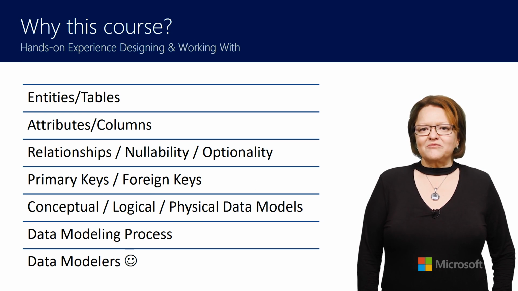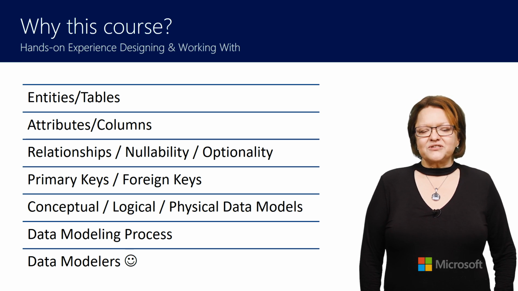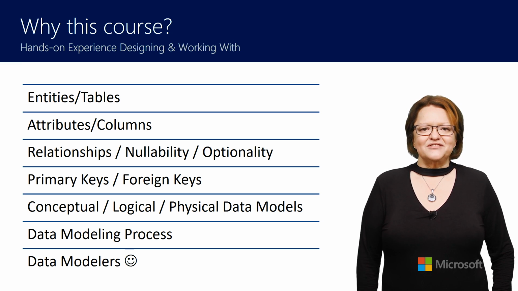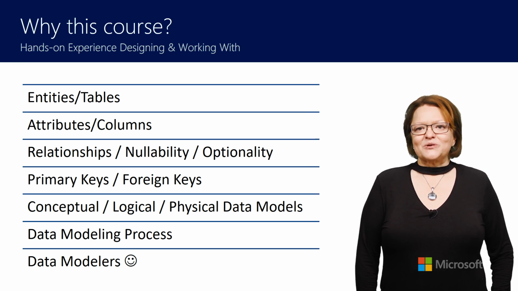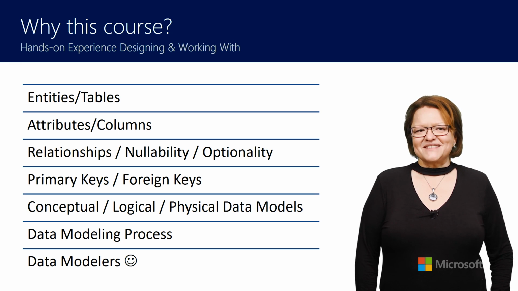We're going to learn about relationships, whether relationships are optional or mandatory, and these eventually become constraints on the data. We'll work with primary keys and foreign keys, and we'll learn about the types of data models: conceptual, logical, and physical. We'll talk a lot about the process of data modeling, and we'll also talk about working with data modelers themselves.